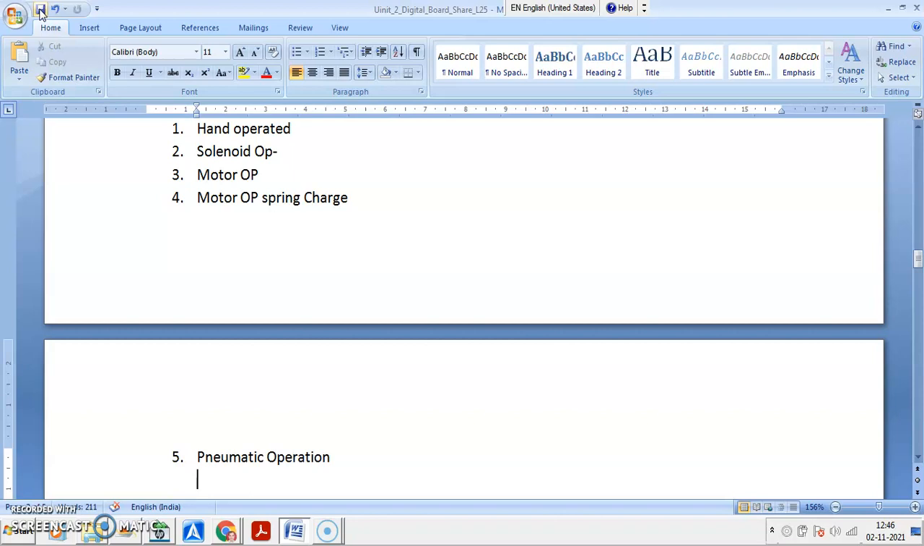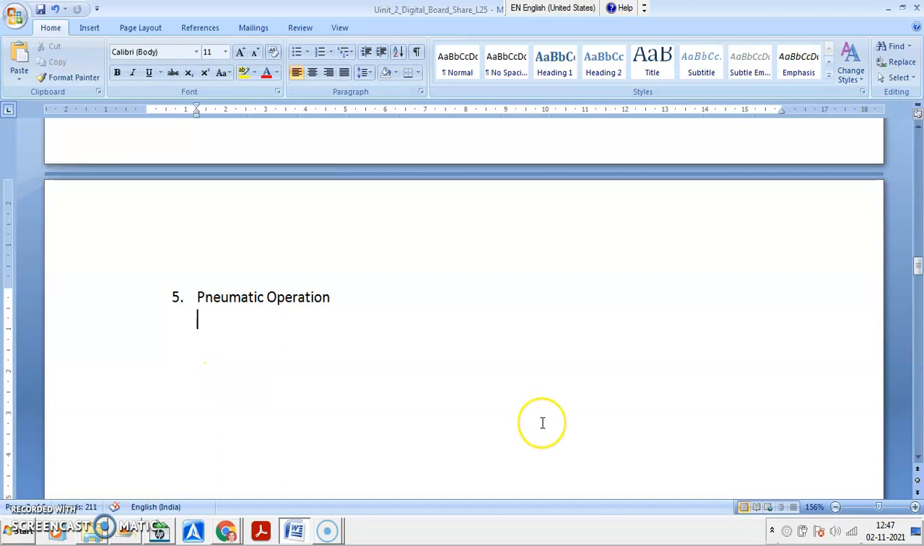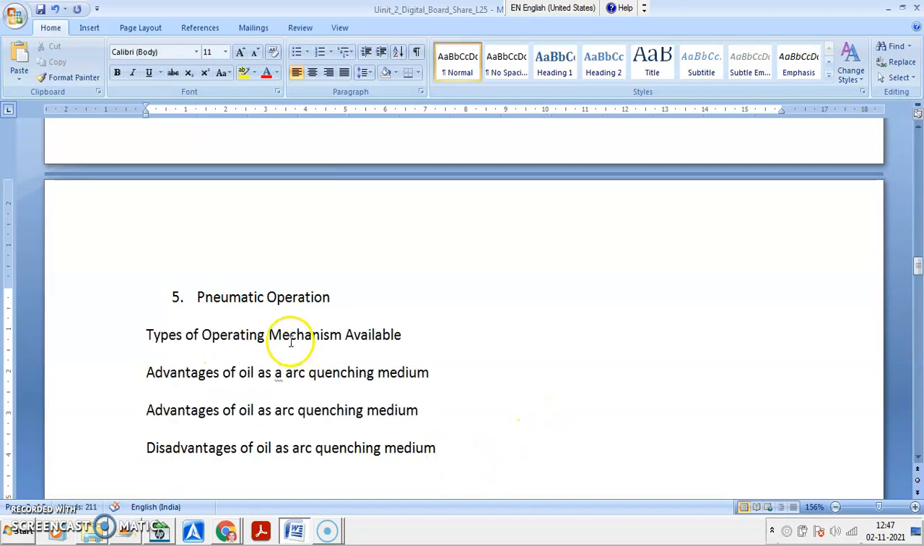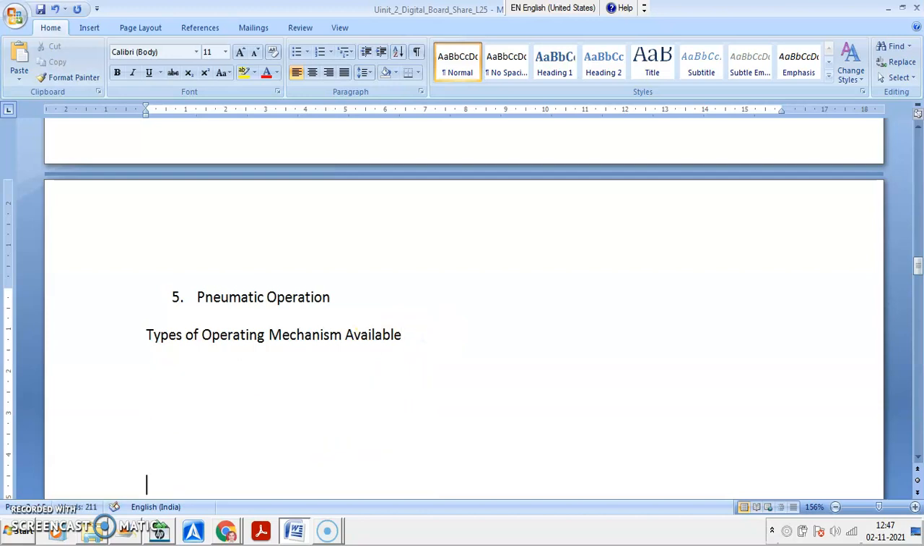Okay, any doubt? I think no doubt. Then I will move to the next point, that is types of operating mechanism that we have available. Which types of mechanisms as on today do we have available?